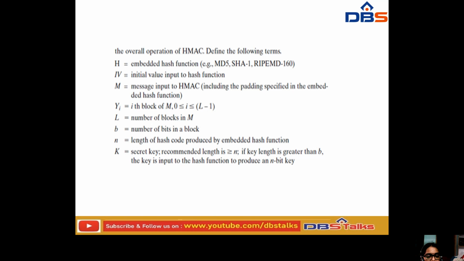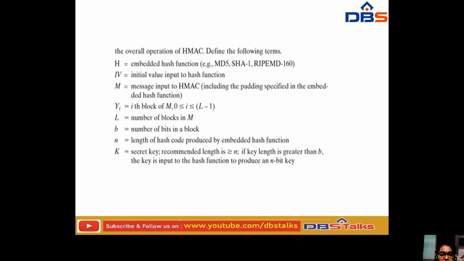Next one, M is the message input to HMAC, including the padding specified in the embedded hash function. Next one, Yi is the ith block of M, where 0 less than or equal to i less than or equal to L minus 1, where L is equal to the number of blocks in M, B is equal to the number of bits in a block, and N is equal to the length of the hash code produced by the embedded hash function.